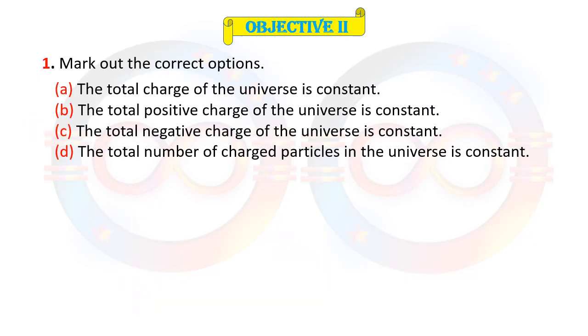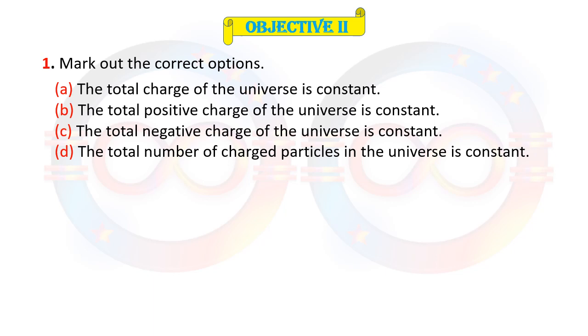Now objective 2, question number 1. The total charge of the universe is constant, total positive charge of the universe is constant, total negative charge of the universe is constant, the total number of charged particles in the universe is constant, and we have to mark the correct option. The total number of charged particles in the universe is not constant because of transfer of charge from one point to another. It may neutralize one, or it may generate another charged particle. So D seems to be incorrect.